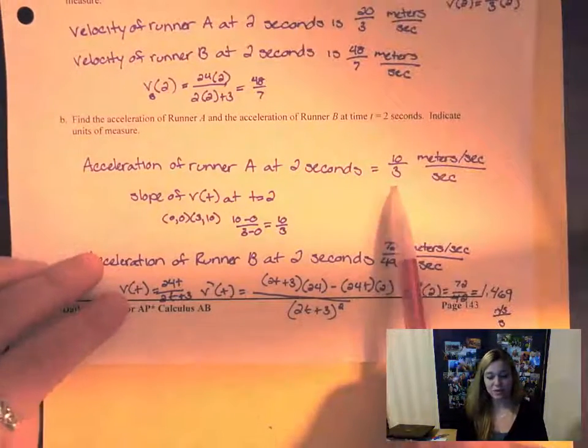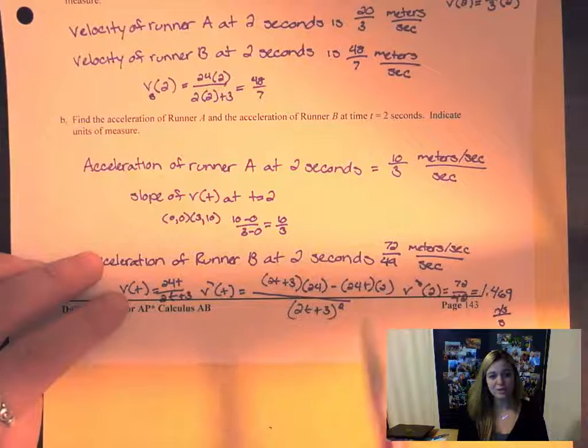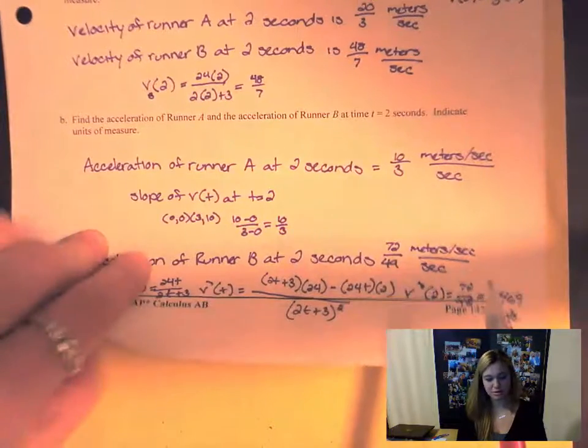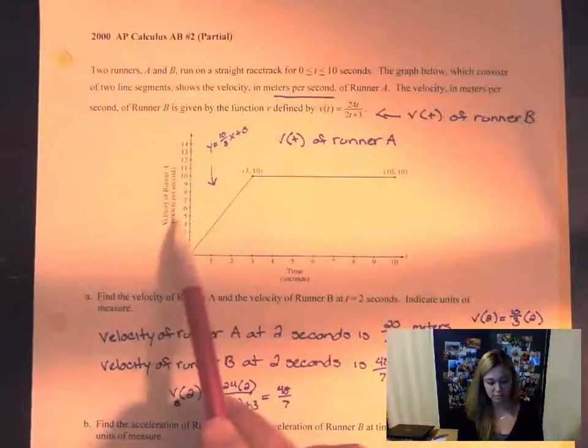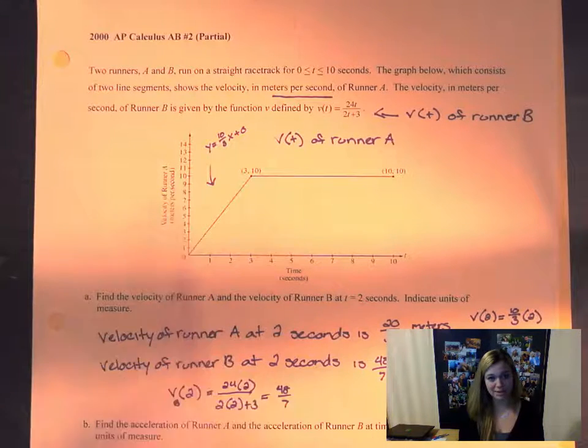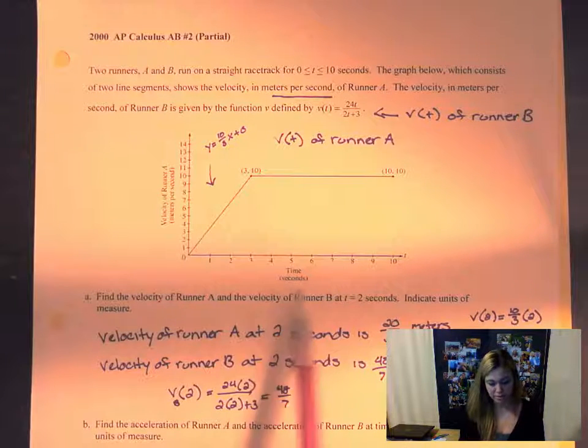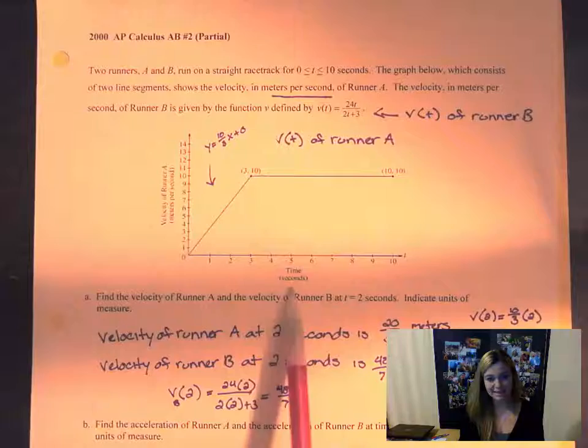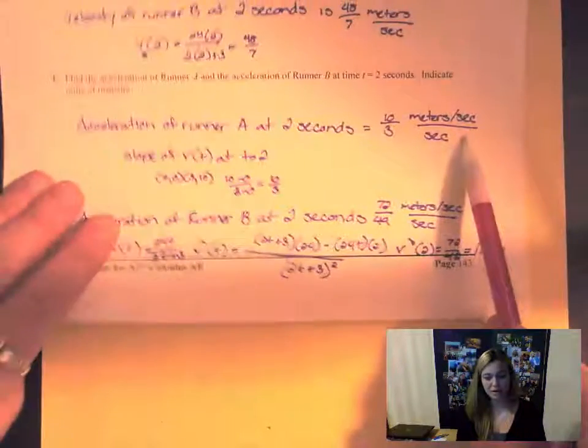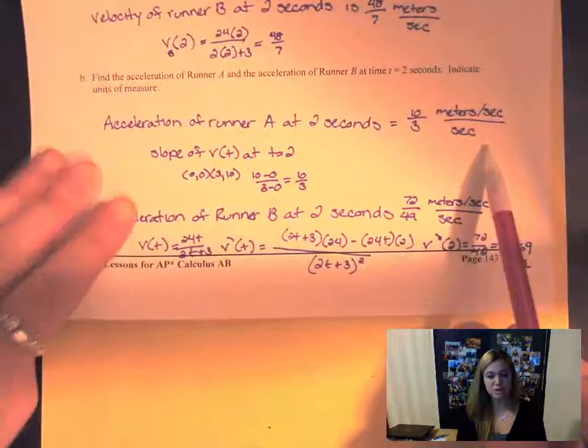If you're thinking about units, and we just said rise over run, going back up again, meters per second was my rise, my change in y. My x is my seconds. Meters per second over seconds is also my meters per second squared.